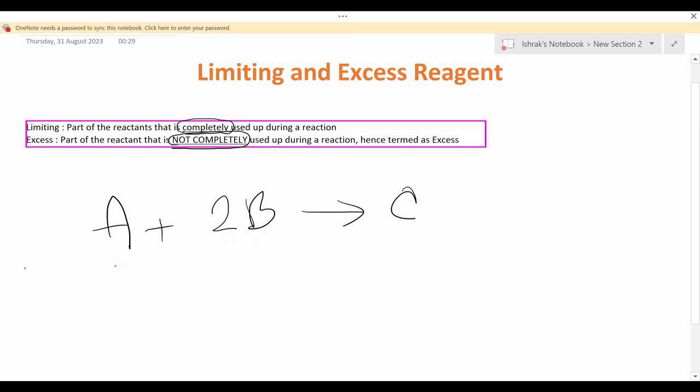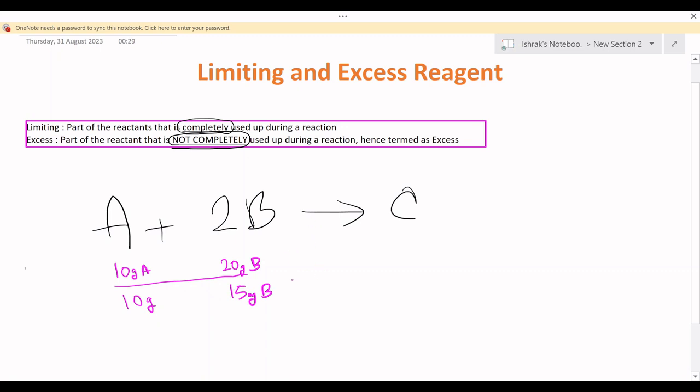Okay. Now let's say we start with 10 grams of A and we have 20 grams of B. Now as we see, they are both correct, right? We needed 10 grams of A and we also need 20 grams of B, so it's already given. But now let's imagine a different scenario. 10 grams of A and 15 grams of B.